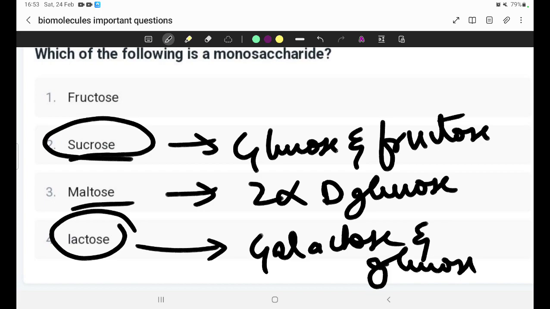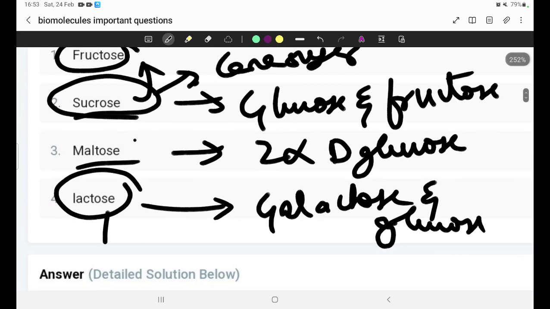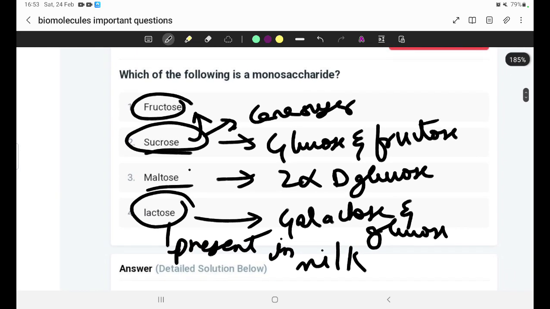Sucrose is a cane sugar. What about lactose? This is present in the milk. See, I'm trying my best to convey most of the information in one question itself, so that even if you get a different type of question, you'll be able to answer. So here I've asked which of the following is a monosaccharide. Obviously, a disaccharide upon hydrolysis will give you two molecules of monosaccharides. So you can see sucrose is a cane sugar. Since it is a cane sugar, what will happen? Obviously, it's going to give two things.